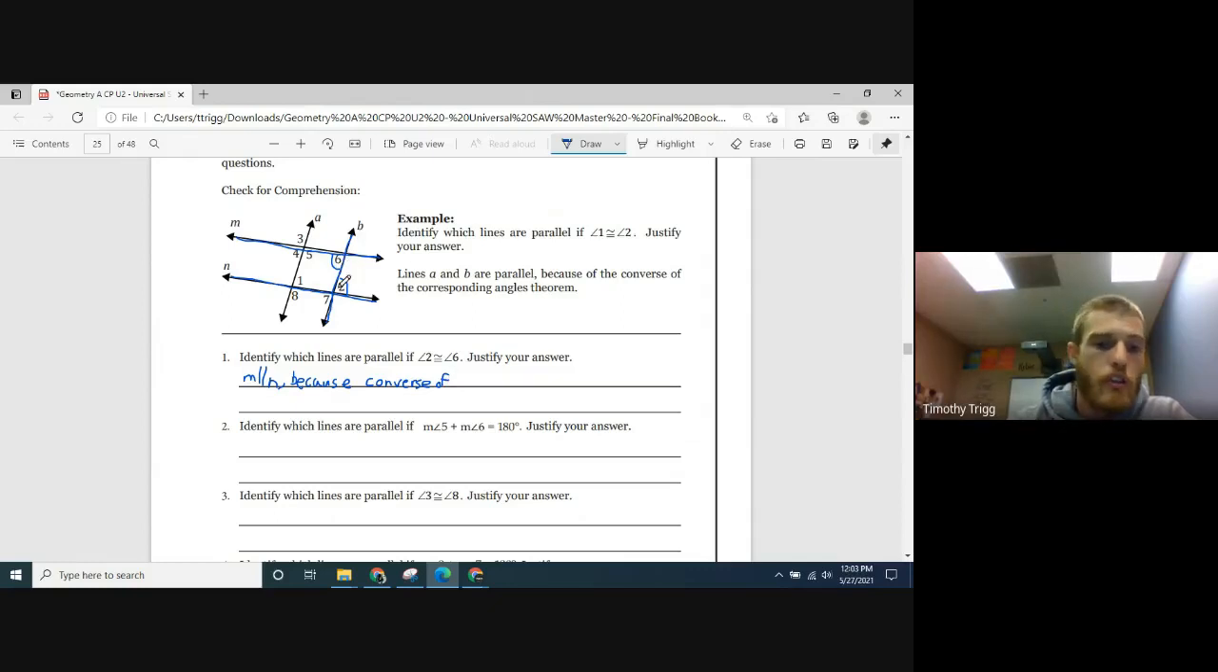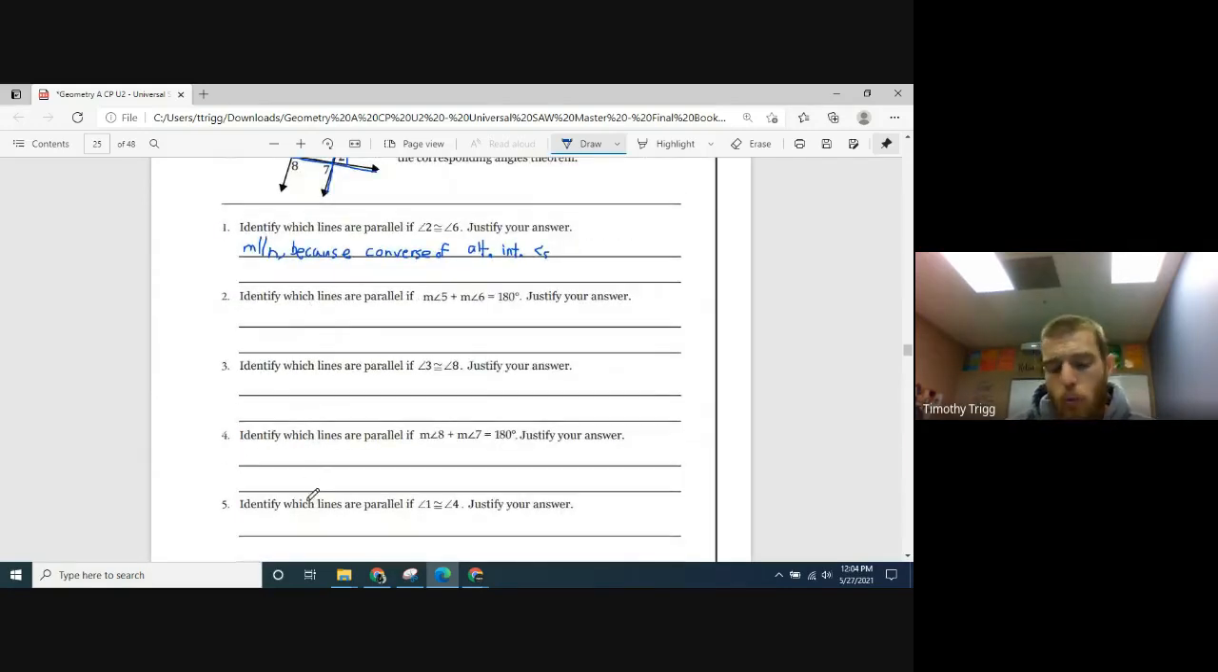Well, these are alternate interior angles. Hopefully you can see that. These are alternate interior angles. They're on the interior of lines M and N, and they're on alternate sides. So converse of alternate interior angles. Okay, I know I'm using a lot of shorthand here, but you're welcome to use shorthand if you want, or you could write it all out, in complete sentences in English.